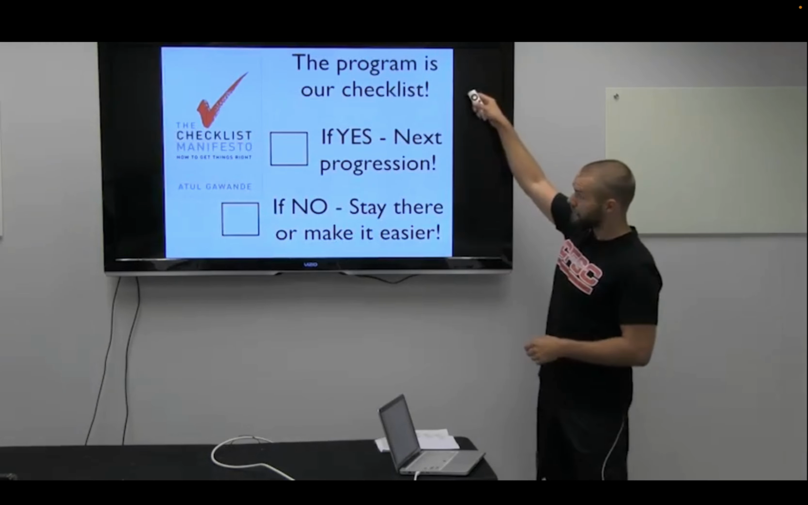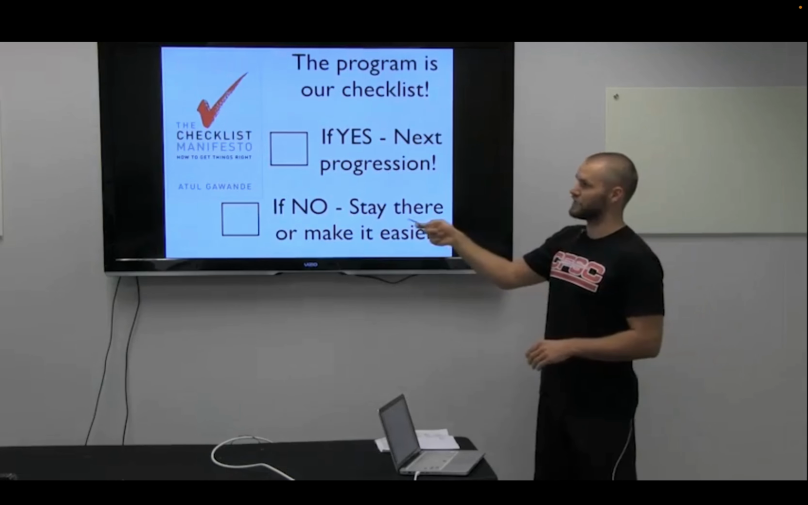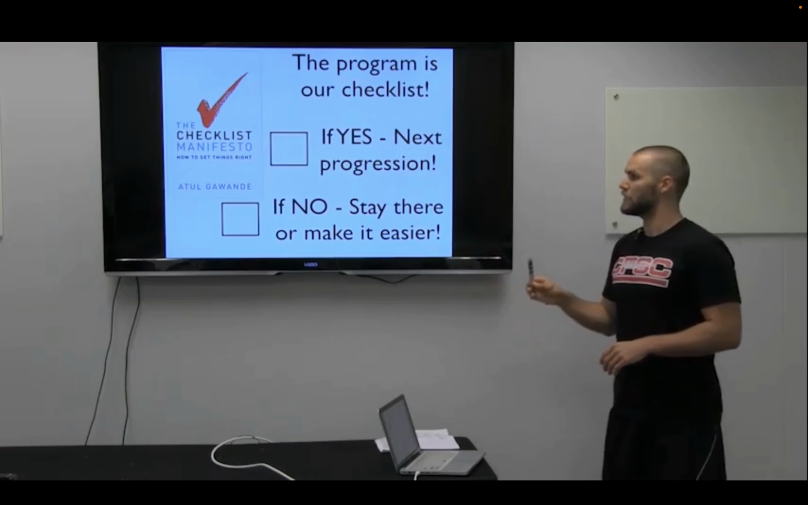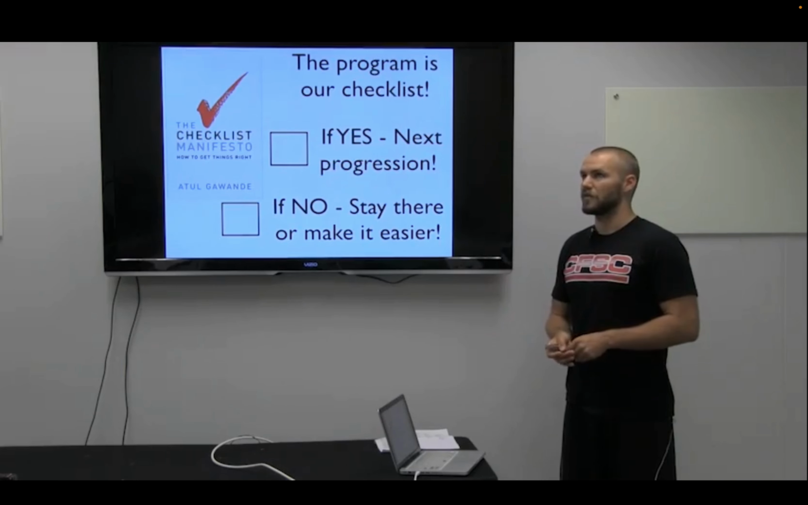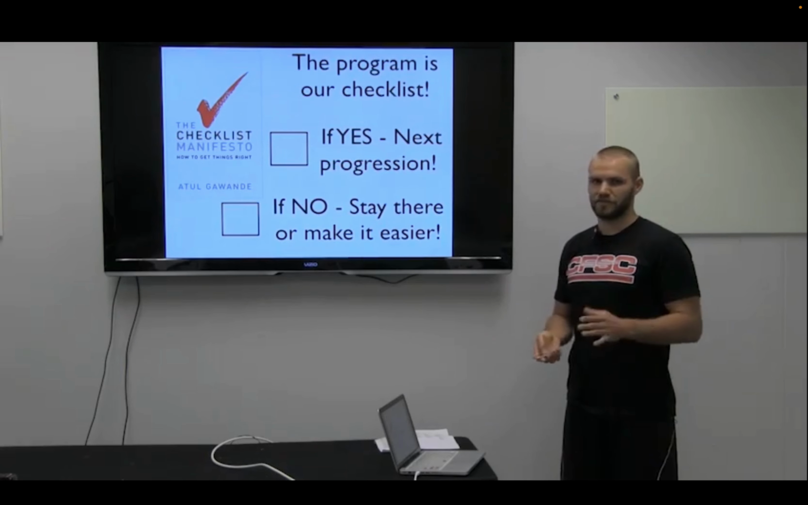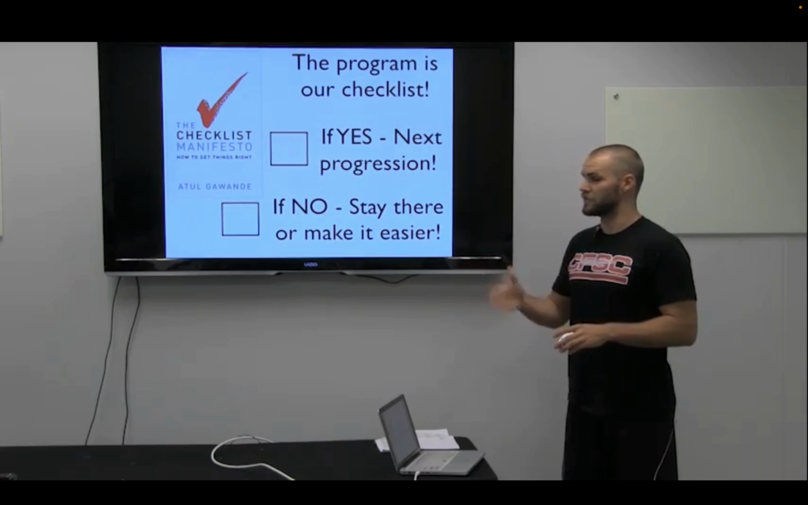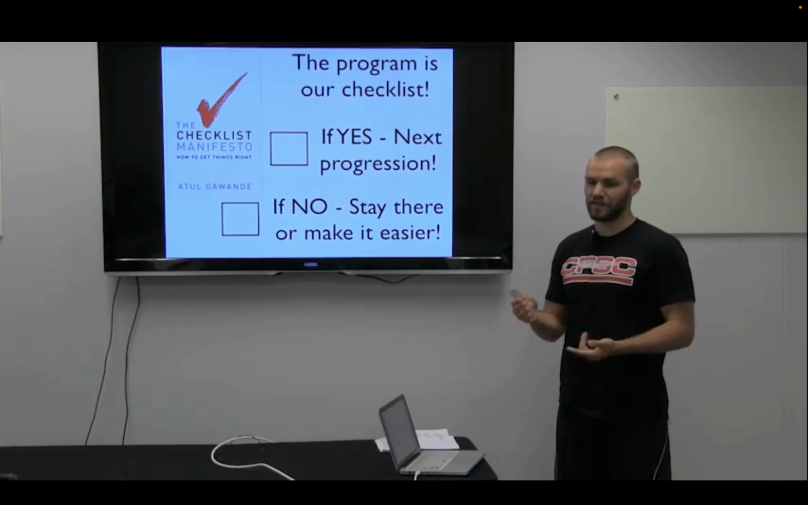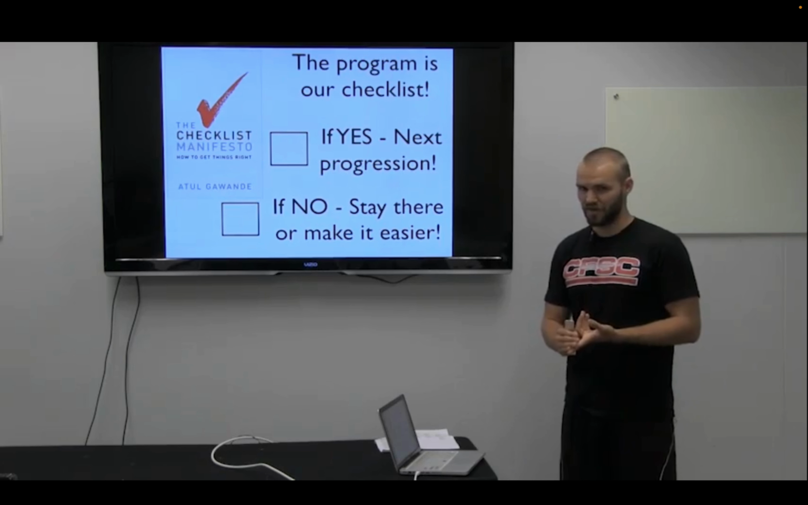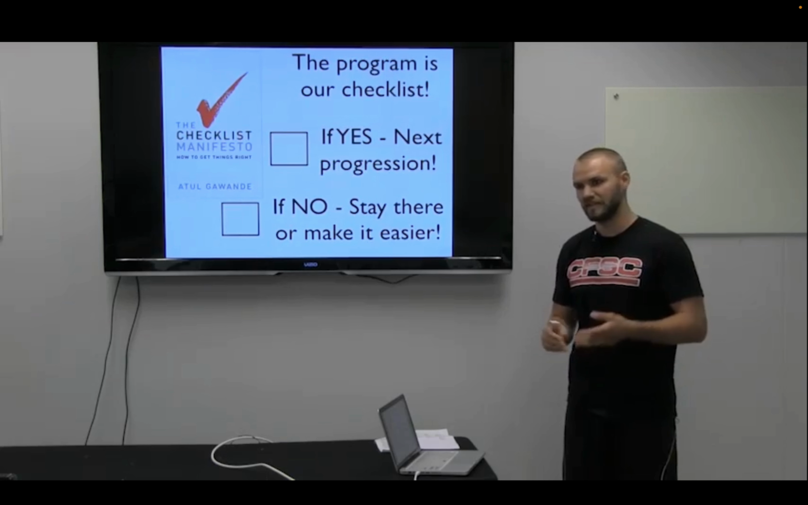So our program is our checklist. Great book here, The Checklist Manifesto. The premise of the entire book is that in hospitals, they introduced a checklist, and this checklist had 10 things on it. For example, very, very simple things like, does the doctor know all the nurses' names? Did everyone wash their hands? Are all the tools clean?